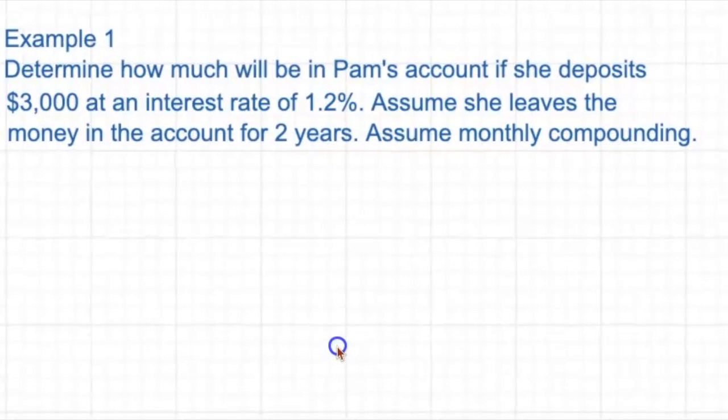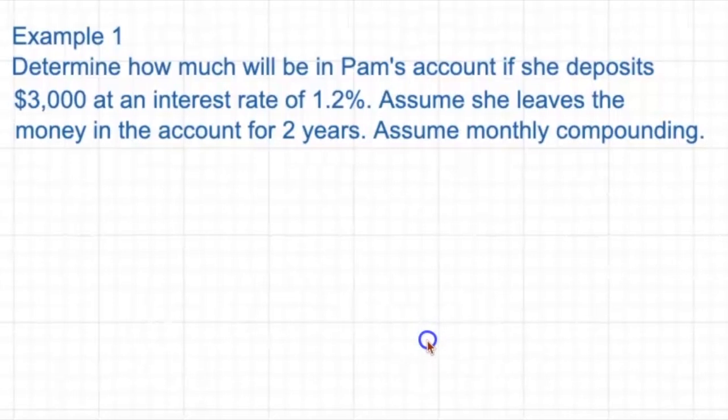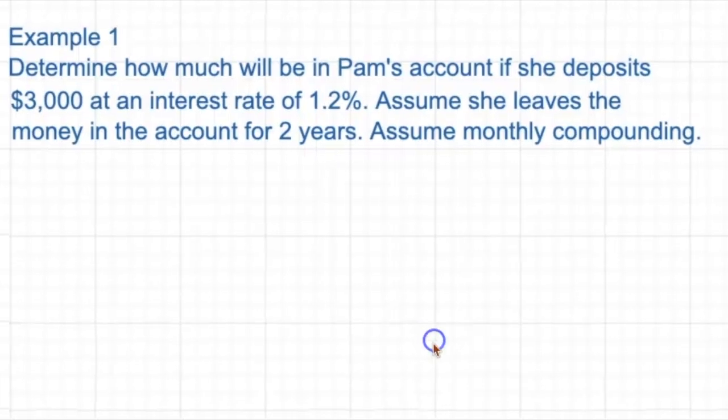So we want to remember this formula and see how we can solve different problems that relate to it. For example, this may look familiar if you saw the lecture on simple interest. In fact, it's the exact same problem except for some other part here. Example 1: determine how much will be in Pam's account if she deposits $3,000 at an interest rate of 1.2%. Assume she leaves the money in the account for 2 years. Assume monthly compounding. When we solve these problems, the challenge is to go from English to math. Can you start off with something in English, make the transition to a math formula, solve it, and give an appropriate answer?